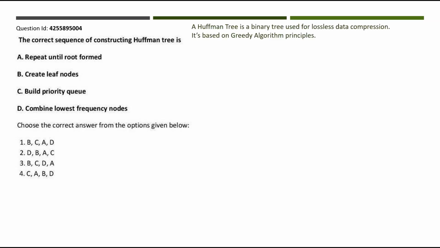Now let's see what a Huffman tree is. It's a binary tree used for lossless data compression. Actually the usage is in Unit 9, data communication networks. This is based on greedy algorithm principles. Every time, whatever you feel is the best option, you choose that and move towards the goal. This is what you have to keep in mind for greedy.